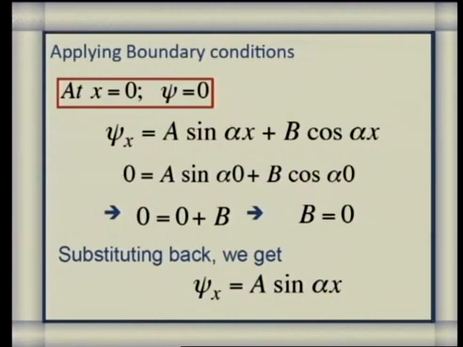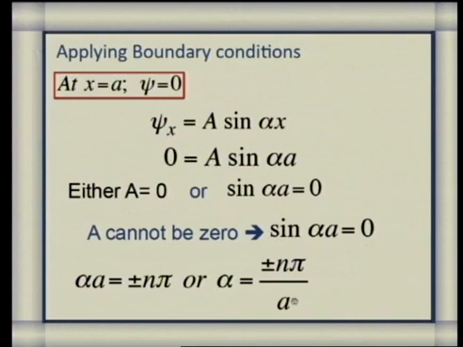Also, it adheres to the first boundary condition. Then what do I do next? I apply the second boundary condition. The second boundary condition happens to be that at x equal to a, psi must go to 0.